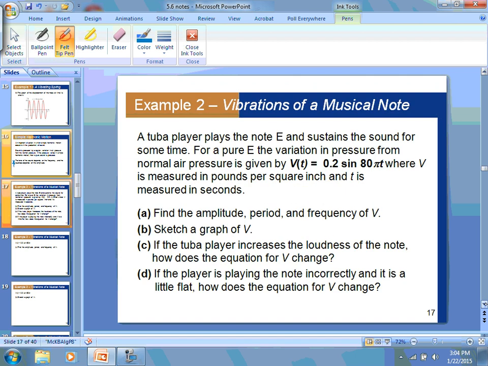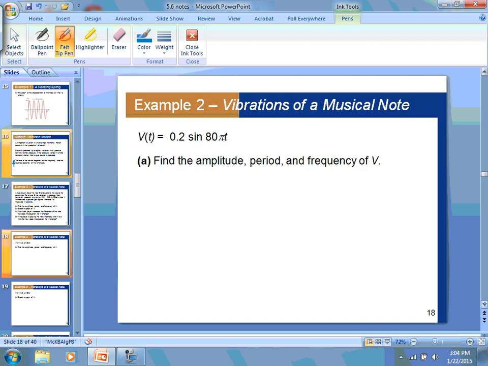Okay, so let's just take a look at A here, where we're going to find the amplitude and the period and the frequency. Again, it's a sine function. So our amplitude is still going to be that value out in front. So it will be 0.2. So we're going to go up to 0.2, and then we're going to go down to negative 0.2.